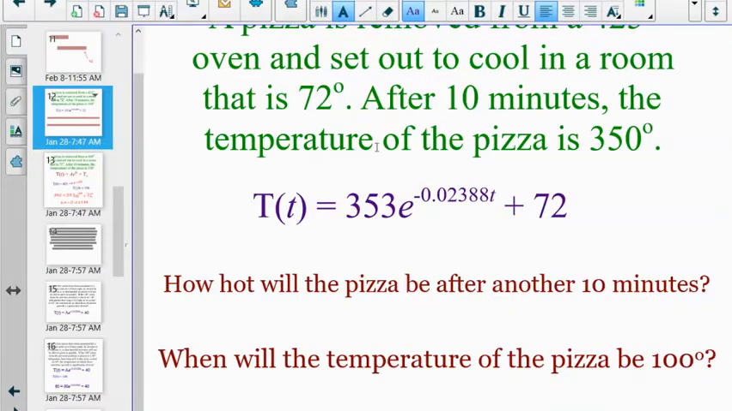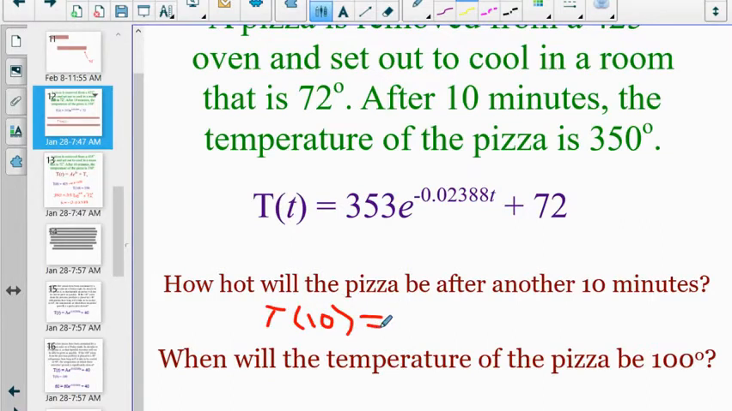And so again, the first question we can answer by plugging in time equals 10. I got, what was that? 290.9. Oh, take that back. I made the same mistake I just made on Desmos. At time equals 10, the temperature is going to be 350. At time equals 20, so after another 10 minutes, the temperature would be 290. I'll go with 290.9 degrees, roughly.